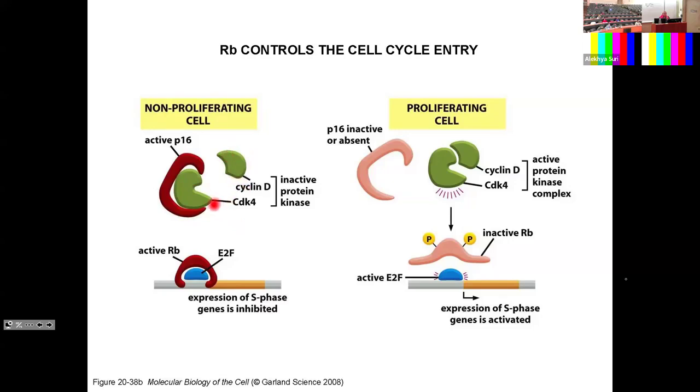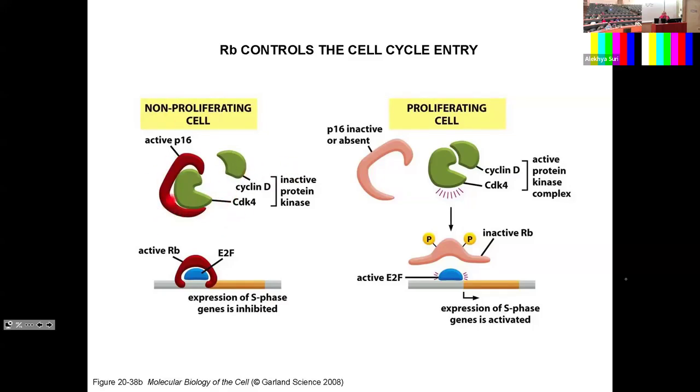So what happened is that you need this complex to be able to phosphorylate different proteins, right? So you have P15, P16. Generally, the tumor suppressors are all P16, P19, P15, right? So they are named like this. But generally, these molecules are inhibitors of the CDK, right? So they form a complex like this. So this is inactive because you have this inhibitor.